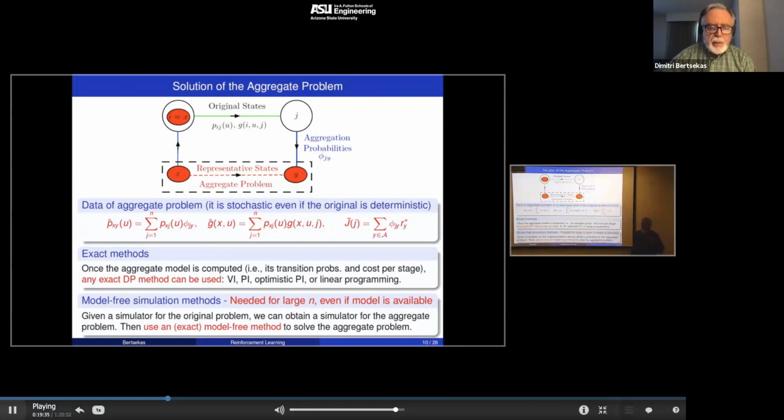Notice here the use of the term model-free. I intentionally stayed away from a sort of colloquial use of the term model-free. For our purposes, model-free means that you're using simulation. It doesn't mean that you don't have a model. Here we may have a model, but we may use a model-free method anyway, okay?